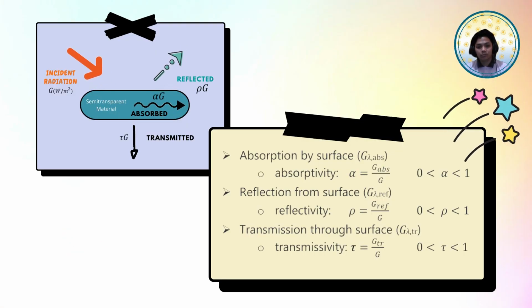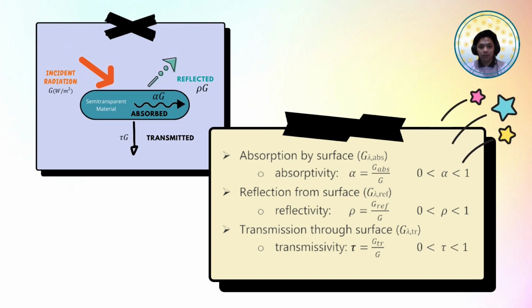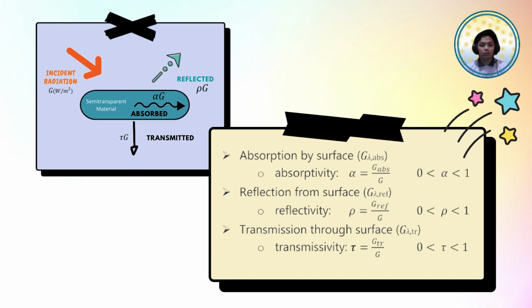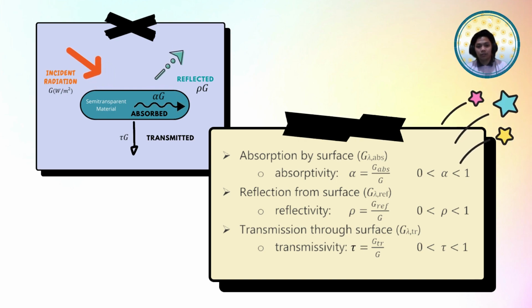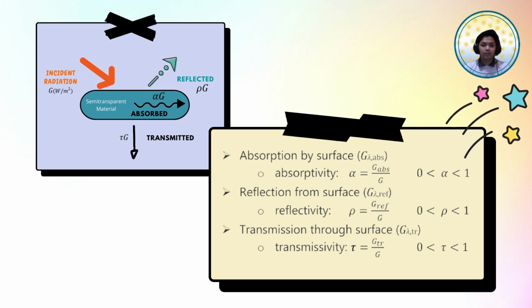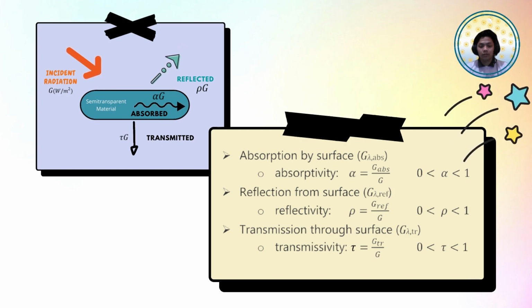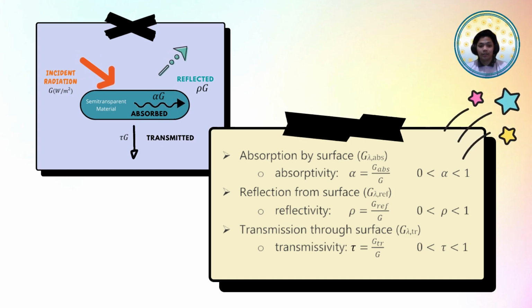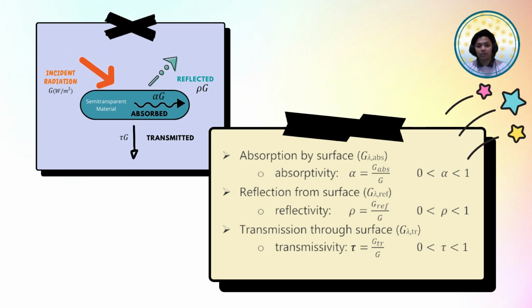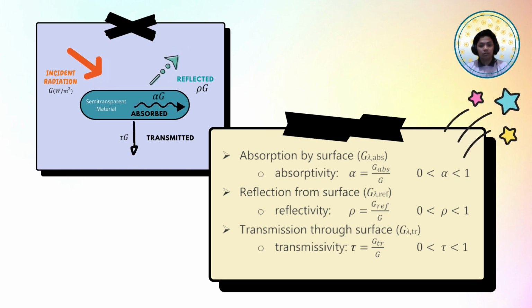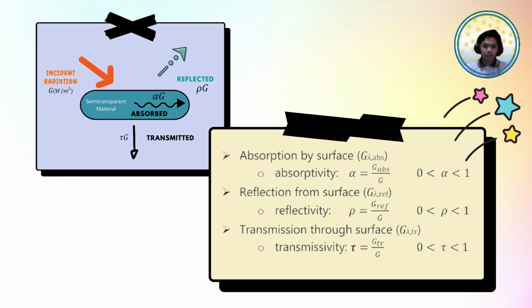When the irradiation is absorbed, it is due to the absorptivity of the surface that can range from 0 to 1. When the incident radiation is reflected, it is due to the reflectivity of the surface that can also range from 0 to 1. And lastly, when the irradiation is transmitted through a surface, it is due to the transmissivity, which also ranges from 0 to 1.